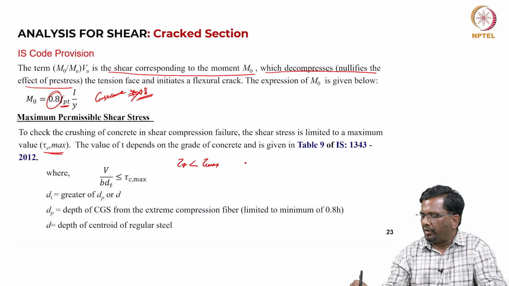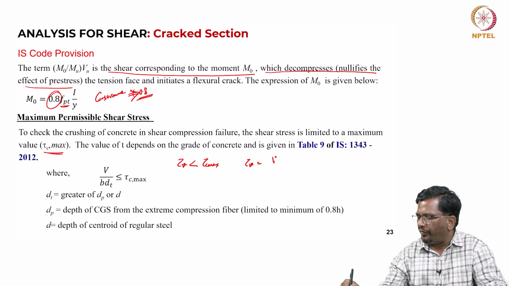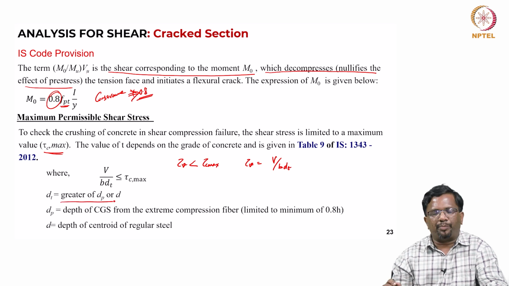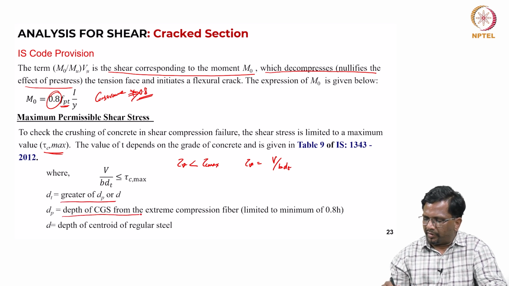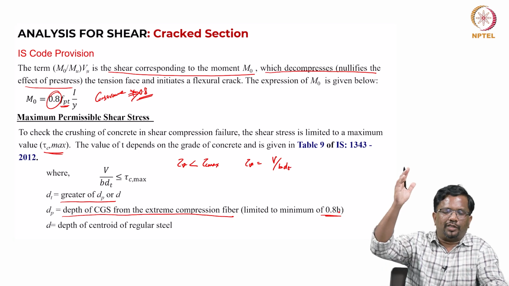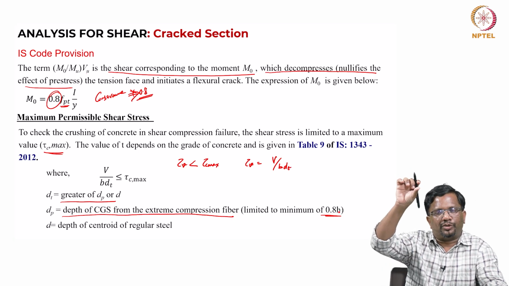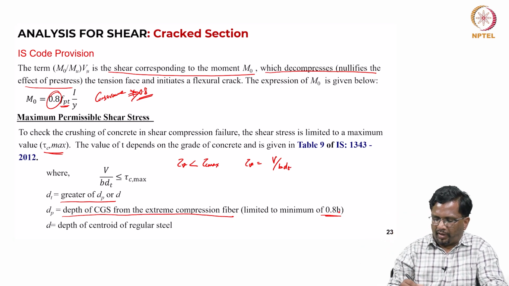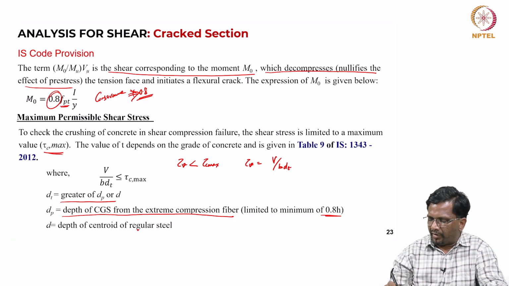Now, what is tau V? Tau V is given here as V divided by B into dt, where dt is the greater of dP or d, and dP is the depth of the pre-stressing steel from the extreme compression fiber, and typically a minimum of 0.8 is considered. In shear, typically the centroid of the pre-stressing steel may be close to the neutral axis, then you cannot take that lower value. You should at least take 0.8 H, and d is the depth of the centroid of the regular or non-pre-stressed steel. Okay.